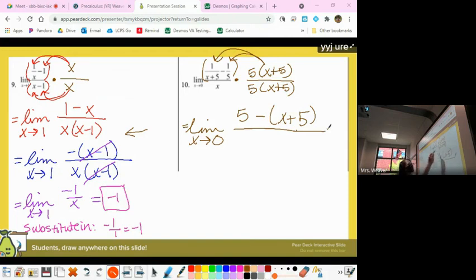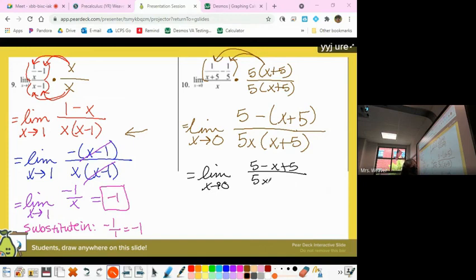In the denominator, there's only the 1 term, and so I'm going to leave that x out front with the 5 rather than distributing it so that I can see what cancels. Okay, let's go ahead and finish that one. That gives me 5 minus x plus 5 over, and I'm going to keep those separate.